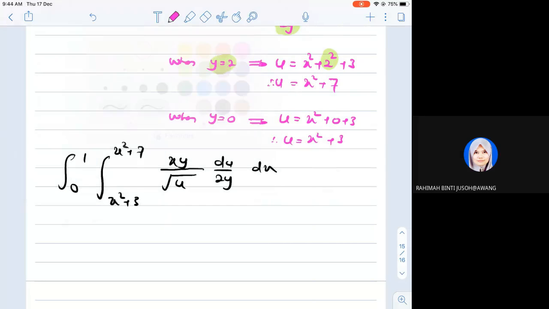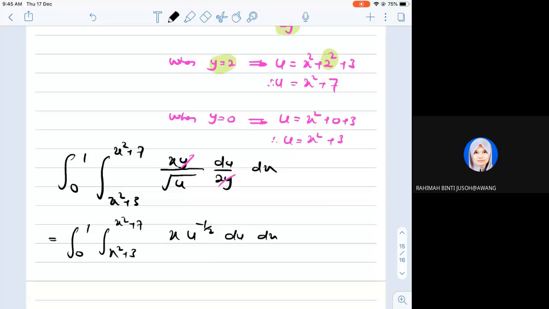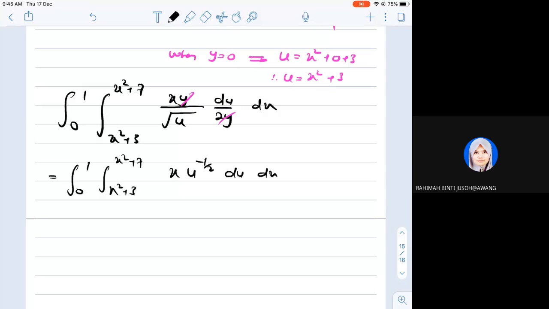Okay, now this y can be cancelled. So if we rewrite this again, 0 until 1, x squared plus 3, x squared plus 7. So x multiply by u. The u is in the denominator, so it becomes u to the power of negative half like this, du dx. Understand this step? I brought the u up, so it becomes power negative half. Okay, so next 0 until 1, x squared. Oh sorry, no more. Okay, the x you bring out because it's just a constant. This x is just a constant, you bring it out in advance.